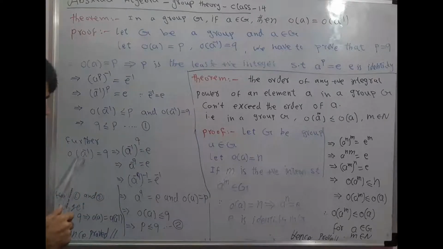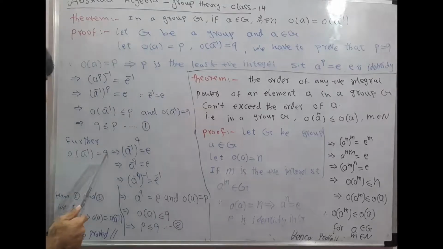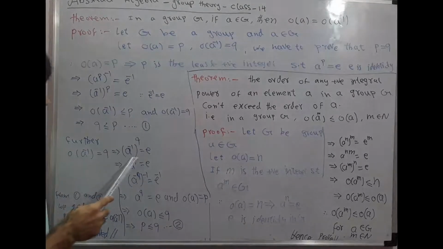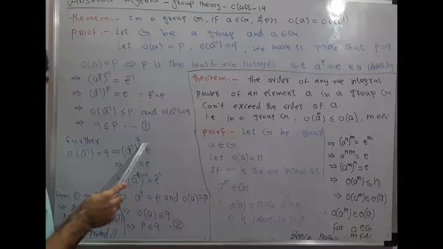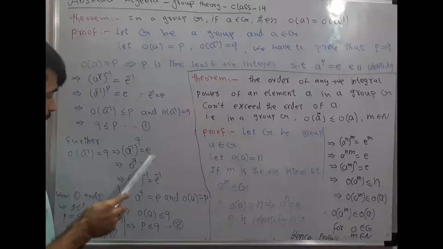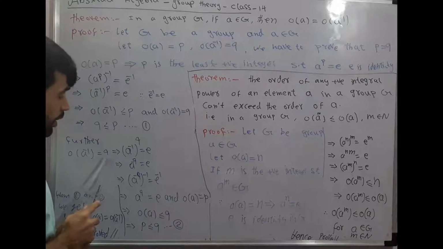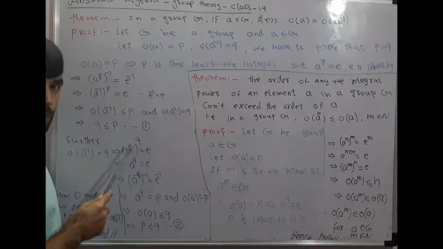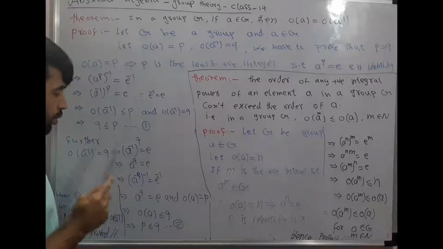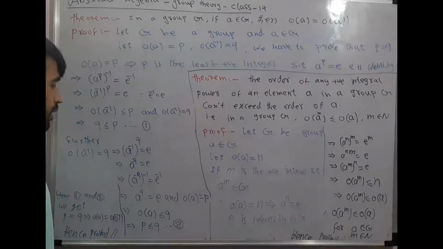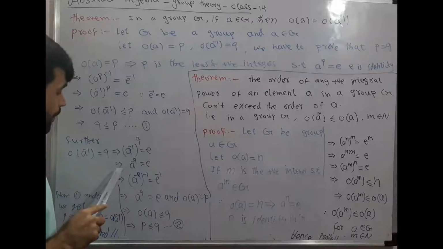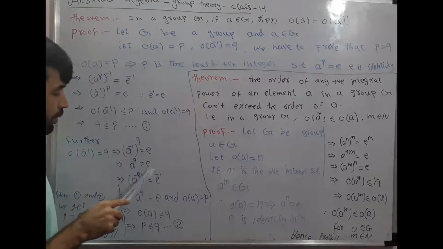Further, the order of a inverse equals q implies (a to the power minus 1) whole to the power q equals e, according to the definition of the order of an element. Implies a to the power minus q equals e.